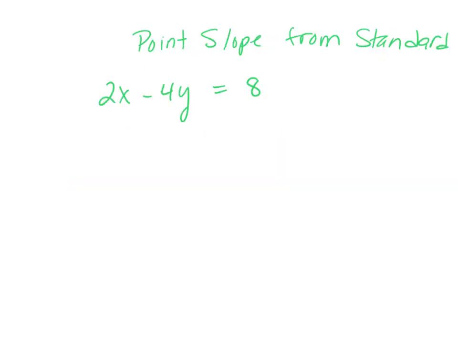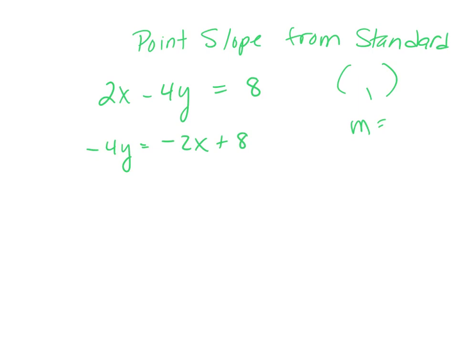In order to use your calculator, we need to convert this to y equals mx plus b format. Then we can use our calculator to find the point and use the equation to find the slope. Got it? So we have a point and we need the slope. Once we have a point and a slope, we can write our equation. So we have -4y equals -2x plus 8.